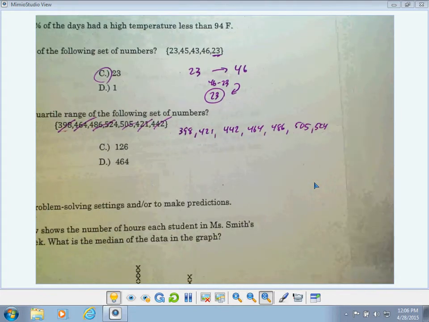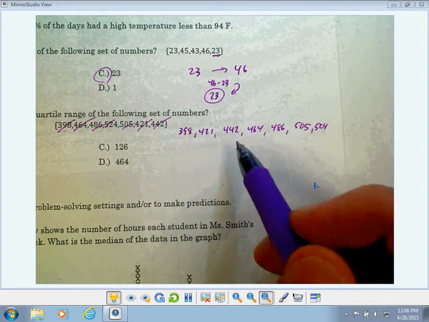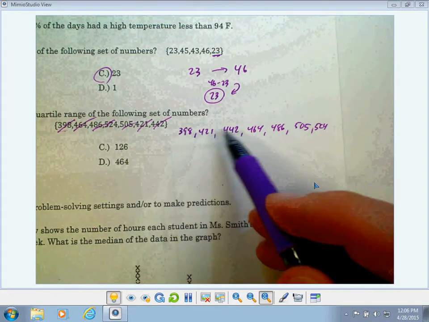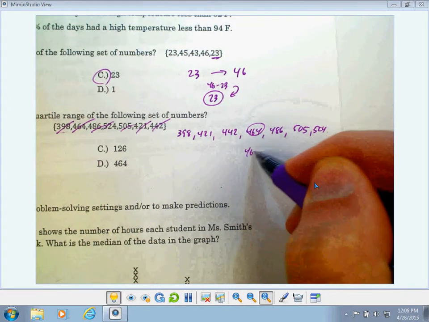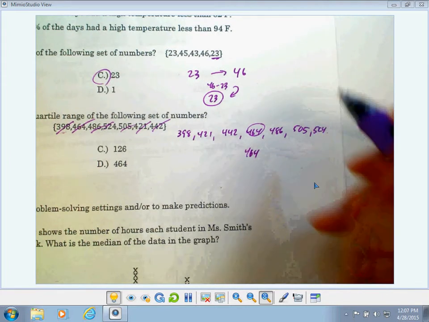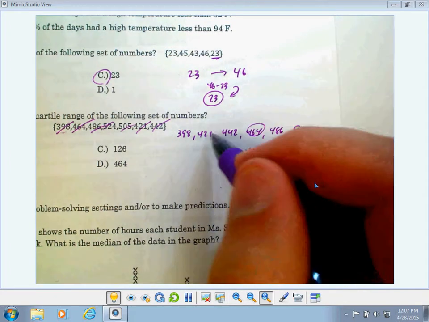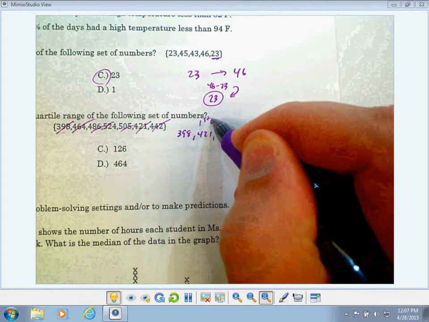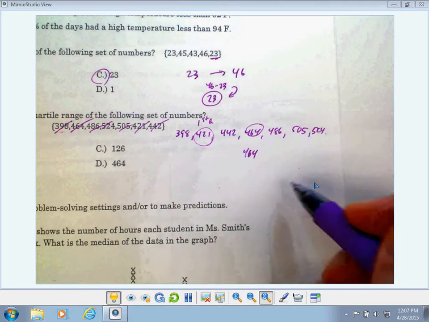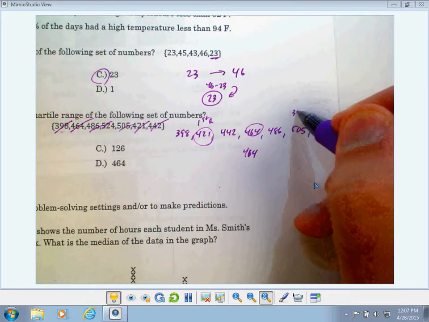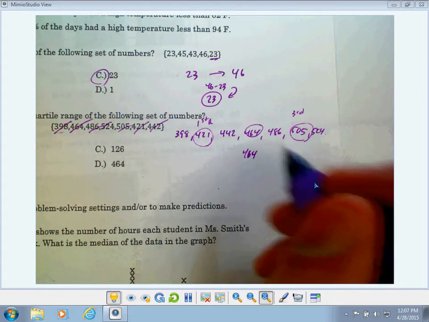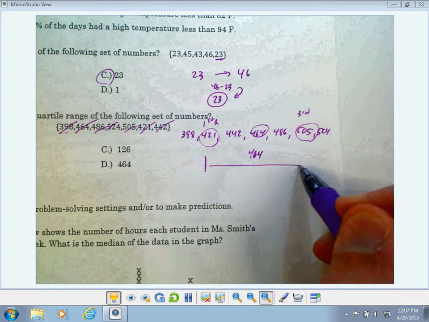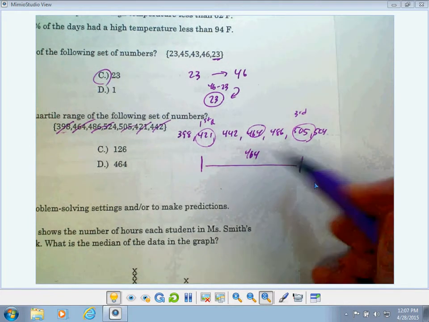So interquartile range is the range between the quartiles, so we have to do a little bit of work to find those. First off, you always start with the median. 1, 2, 3, 4, 5, 6, 7 numbers, so the median is this number, 464. The first quartile is the median of the lower half, which is 421, and the third quartile is the median of the upper half, 505. So really what we're saying is the interquartile range runs from 421 to 505, between the quartiles.